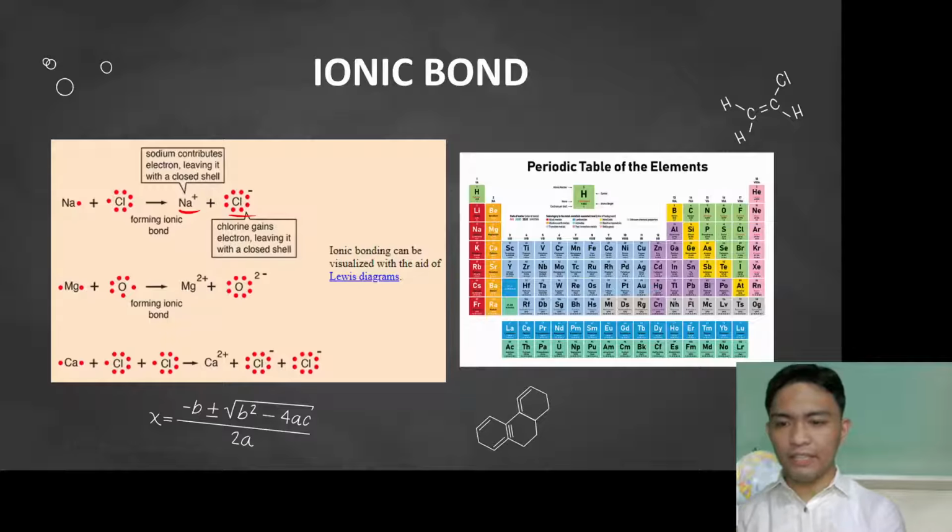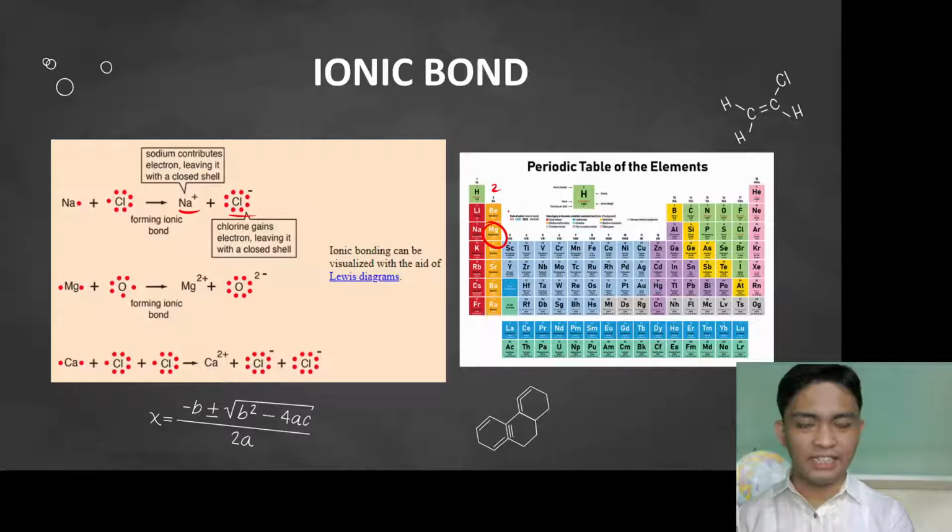Okay? Another example would be magnesium. Nasaan si magnesium? Group 2. So meron siyang 2 valence electron. Si oxygen, ayun, nasa group 6. So meron siyang 6 na electrons. So 6, 2.